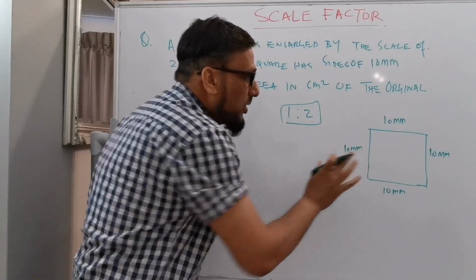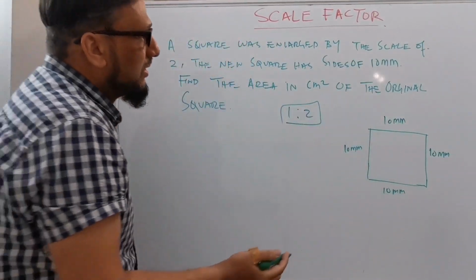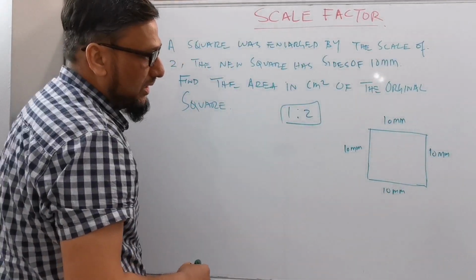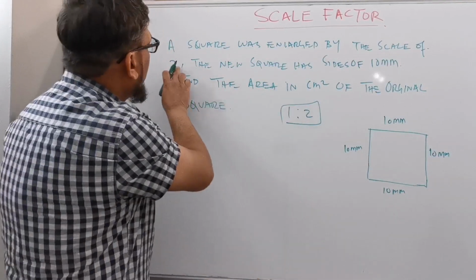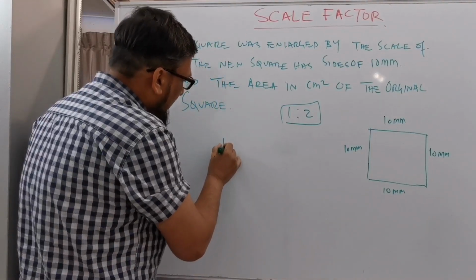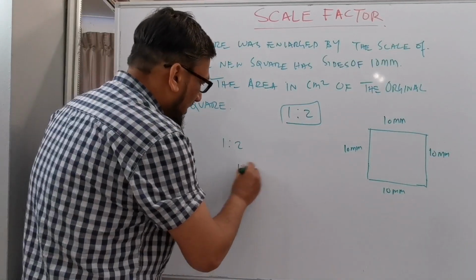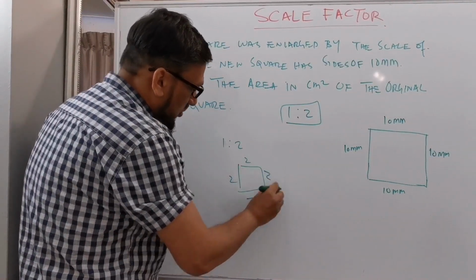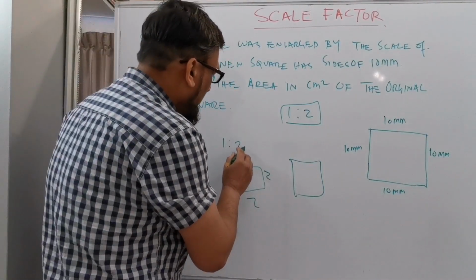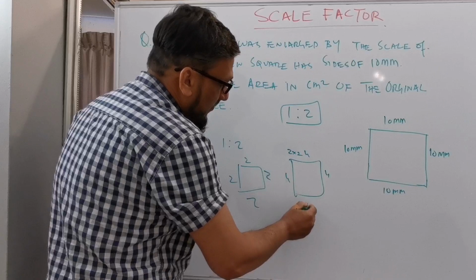So this is not the original square, this is the new one. So we need to work out how many mm for the original square. The scale factor is 2. As per the last example, if the scale is 1:2 and the square is 2, then to get the new size you simply do 2 times 2, which is 4.